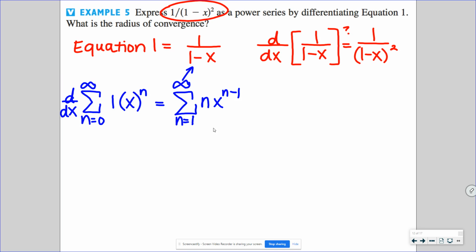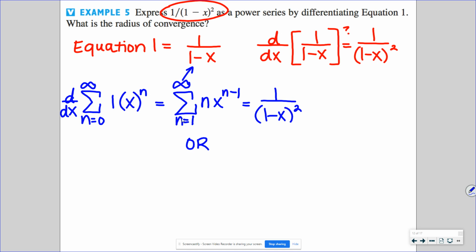Okay, what you have currently right here is representative of 1 over 1 minus x squared. So you answered the question. You could also take it one step further. This is not always required.